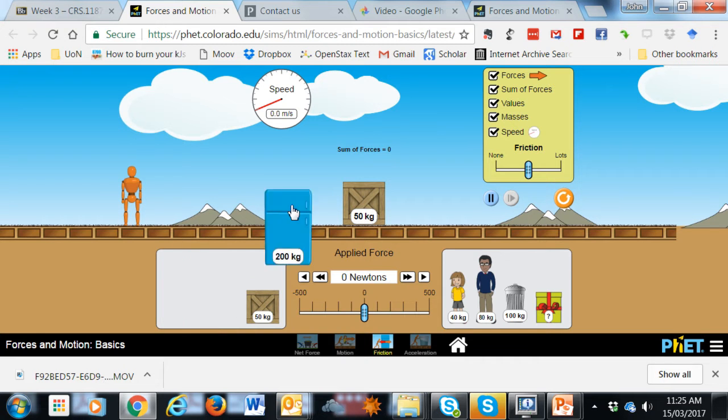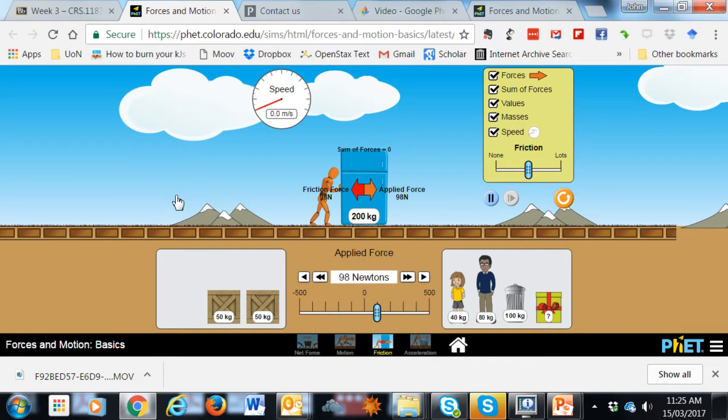Let's put a different object there, and we'll start pushing on that. I push harder and harder, and it's still not moving. We're beyond the point where we were before with the 50 kilogram box. Still, you'll notice the applied force is equal to the frictional force. They're equal in size and opposite in direction. These are not action-reaction pairs. We'll talk about the origins of these forces in a while.